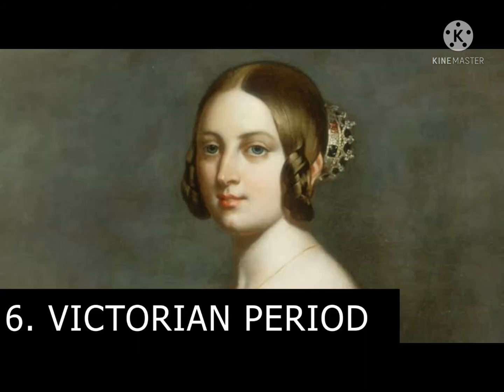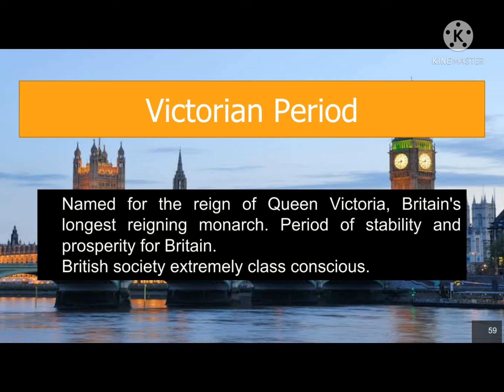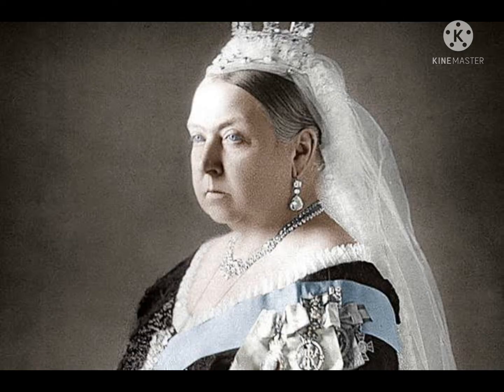This period is named after the reign of Queen Victoria, Britain's longest reigning monarch. This period is widely known for the stability and prosperity of Britain. The Victorian period of English literature began with the accession of Queen Victoria to the throne in 1837, and it lasted until she died in 1901.